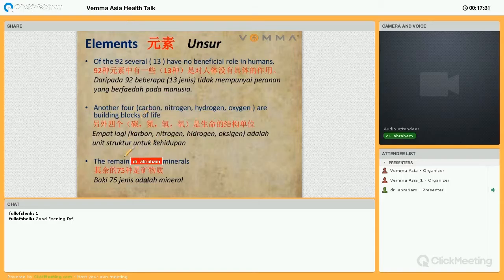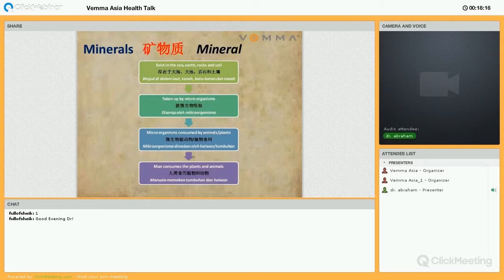Okay, after that, the next 75 are what is called minerals. How do they get into the body? Now, these basic elements, which include the 75 minerals, exist in the sea, earth, rocks, and soil, or rather in nature. Now, these minerals are picked up by microorganisms. This may be bacteria, this may be single cell plants like plankton, chlorella, and so on in the sea, in water. They pick these minerals and incorporate them into their cell.